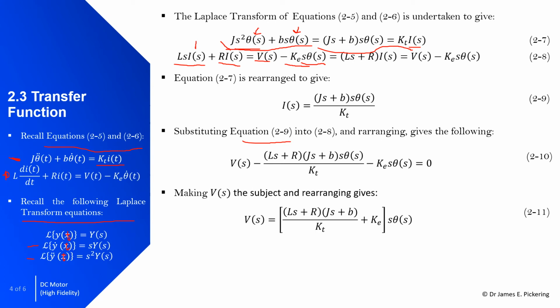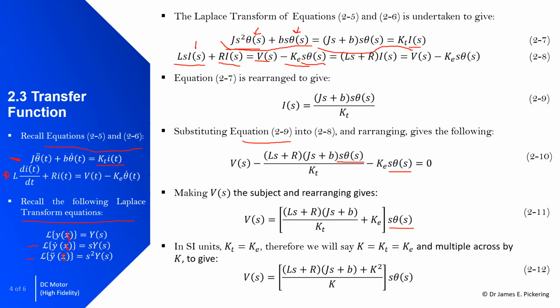If we make Vs the subject of the equation, all I've effectively done here is move this over to the other side of the equation, and then move this up to the other side of the equation. So Vs is the subject. And then because theta s is common here, we can just move this outside of the brackets, given by this.